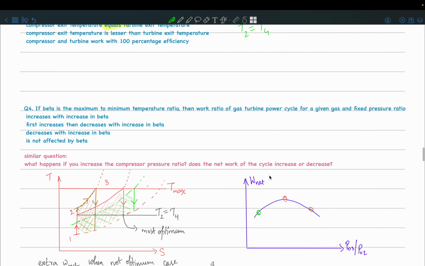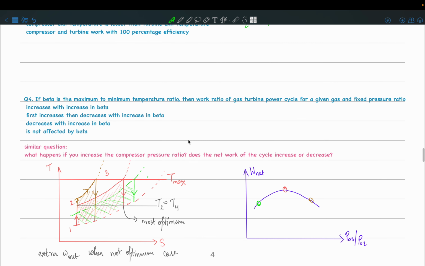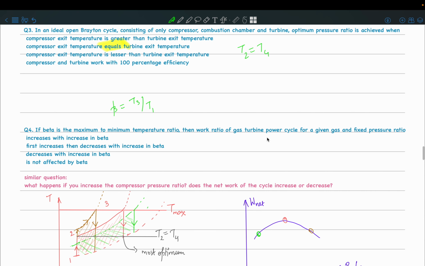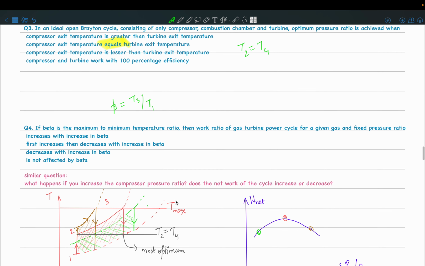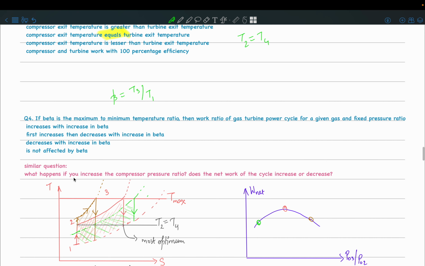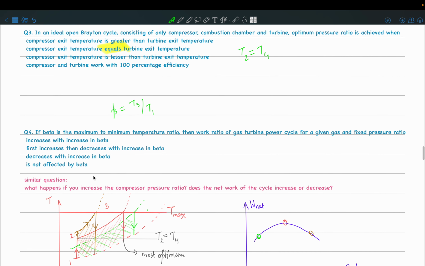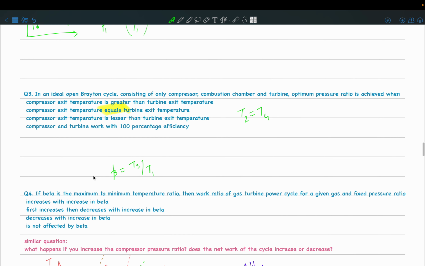Okay, next question. If beta is the maximum to minimum temperature ratio, which we just wrote earlier, beta is equal to T3 by T1 from that cycle, then the work ratio of a gas turbine power cycle for a given gas and fixed pressure ratio increases or decreases with beta. So what is the answer here? A similar question that I have come up with is, what happens if you increase the compressor pressure ratio? Will the net work produced by the cycle increase or decrease? So let's first answer the question which is in blue.